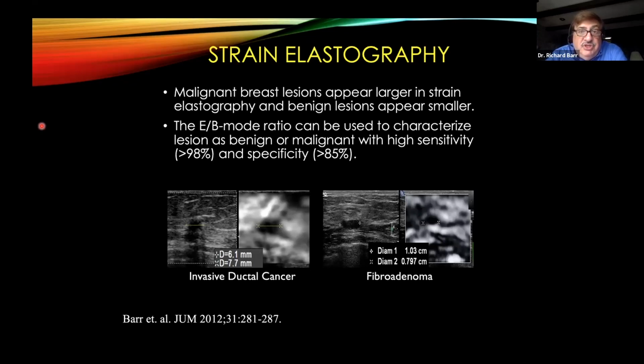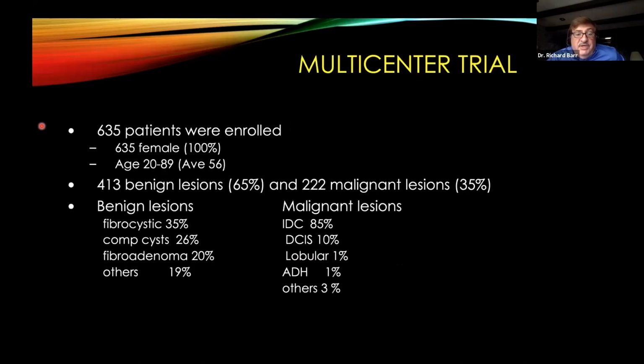And here are images that you can see. On the left, an invasive ductal cancer goes from 6 millimeters to 8 millimeters, and a fibroadenoma on the right goes from 10 millimeters to 8 millimeters. So enlarging when it's a cancer, getting smaller when it's benign.